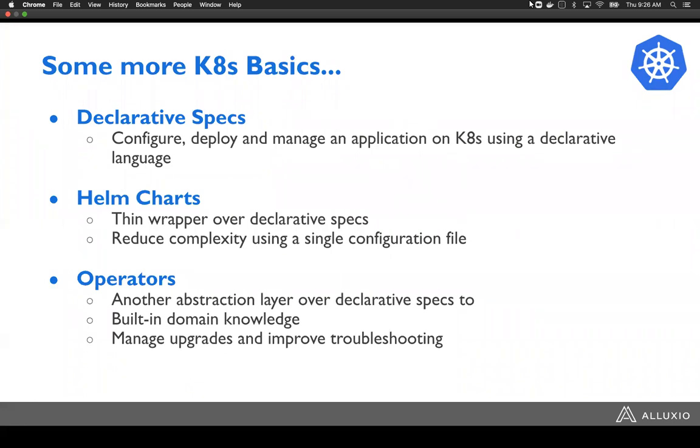So another abstraction over the declarative specifications, and something that's increasingly used to deploy applications on Kubernetes, are Kubernetes operators. Any domain knowledge that is specific to the application can be built into the operator, and this provides you with the most flexible and easy way of deploying any application on top of Kubernetes. For example, if you are doing upgrades and you want to improve troubleshooting during the upgrade process, this kind of domain knowledge can be built into your operator so that it makes any DevOps operations easy for your admins.